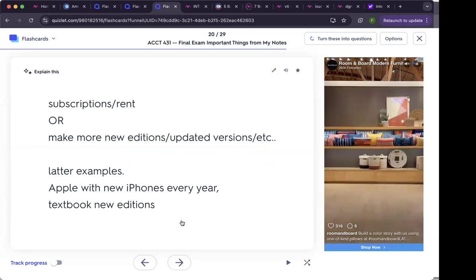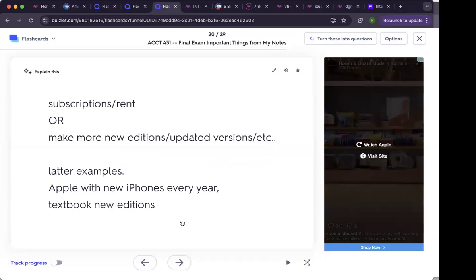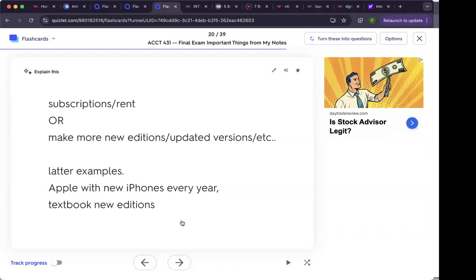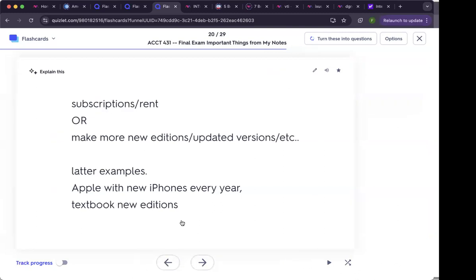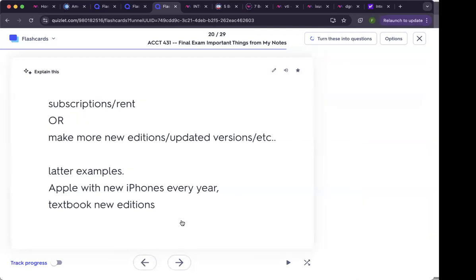For the textbook example, from the perspective of a student, students are just going to rent the textbook for a semester instead of buying it because they think, I'm not going to need this textbook ever again in my life. Plus, it saves the firm money, especially if the textbook is online, because they don't actually have to give away the textbook permanently. With the textbook example, you can also make new editions, updated versions, etc.